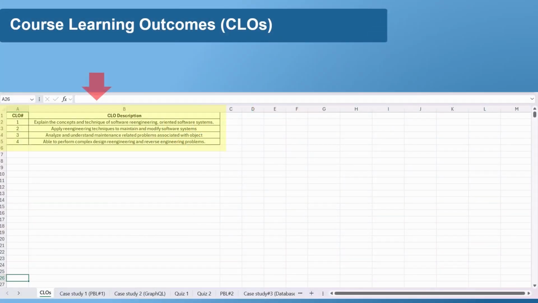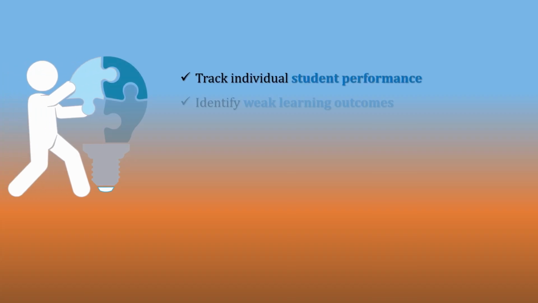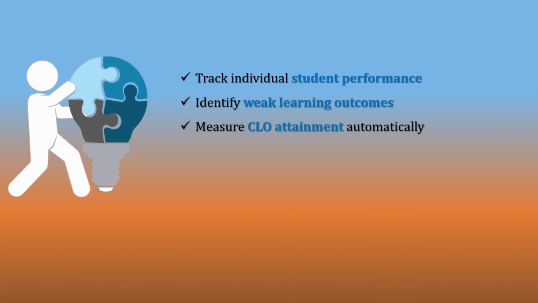Let us look at this Excel sheet that tracks the CLO performance. This sheet is very important in the OBE process because it allows instructors to track individual student performance, identify weak learning outcomes, and measure CLO attainment automatically, and use this data later to compute program learning outcomes. By using Excel formulas, the entire CLO evaluation process becomes automated, transparent, and very easy to analyze. We will be referring to the course Software Re-engineering for this brief hands-on.